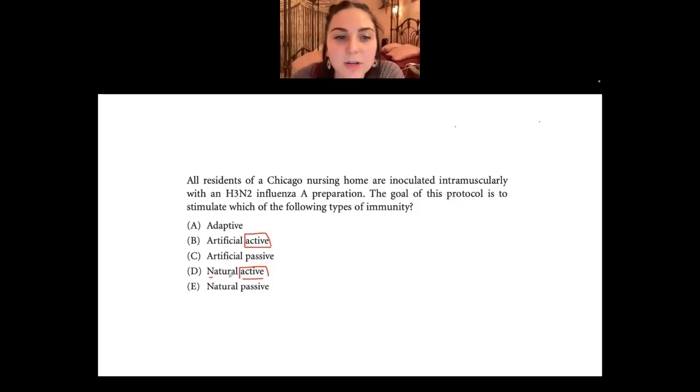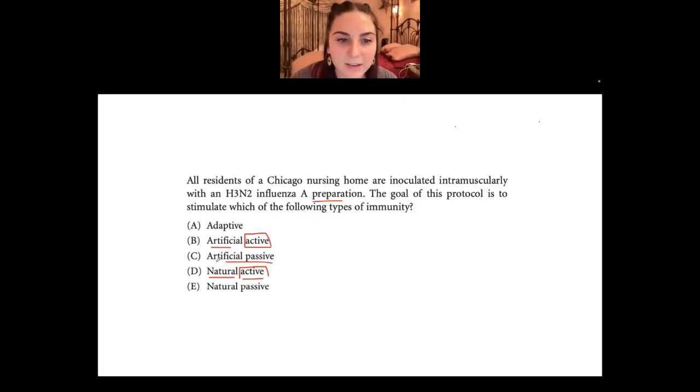Artificial versus natural is about whether you are doing this. Are you giving them something like a preparation, like an artificial flu virus? Like an H3N2 influenza A preparation. This is something I'm giving to you. You're not out in the wilderness acquiring the flu like the vaccine. If you acquire the flu that way, that would be natural.